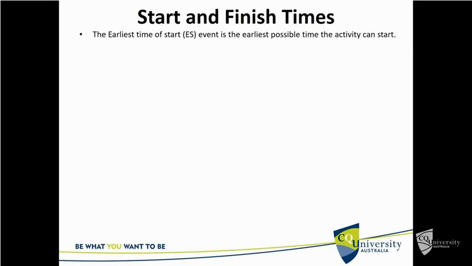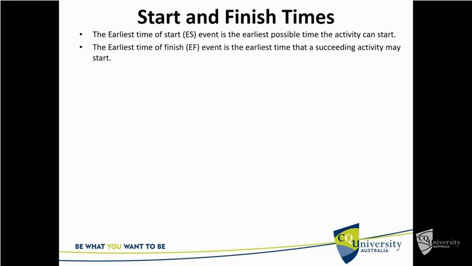So the earliest time that an event can start. The ES, the earliest time, is the earliest possible time an activity can start. That's repeating ourselves a bit, but it's what it is. The earliest time of finish, EF, is the earliest time that a succeeding, a following activity can start. Obviously, the following activity can't start until the predecessor finishes. You can't build the walls until the foundations are done.